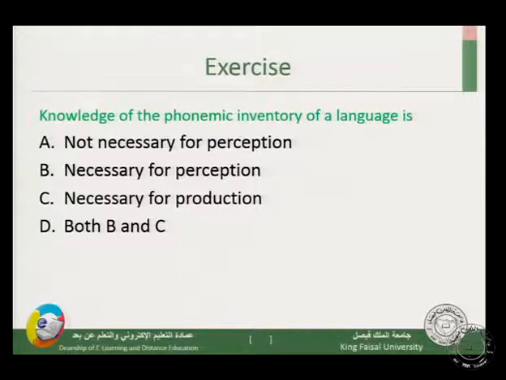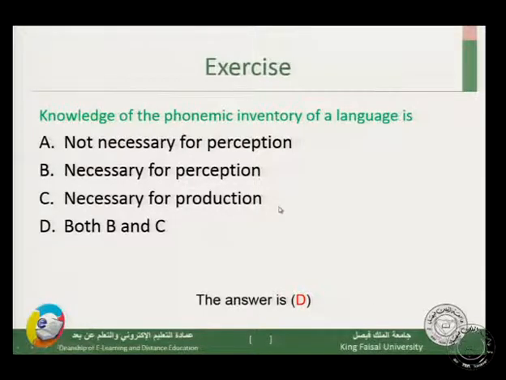If you know the phonemic inventory of a language, if you have the awareness, the linguistic competence of the phonemic inventory, is this going to help you in the production, or is it going to help you in the perception, or is it not going to help you, or is it going to help you both in production and perception? The answer is D. Why?